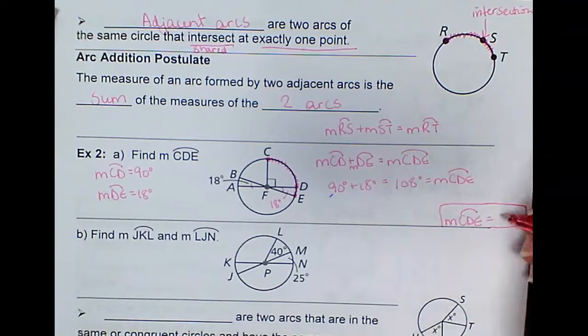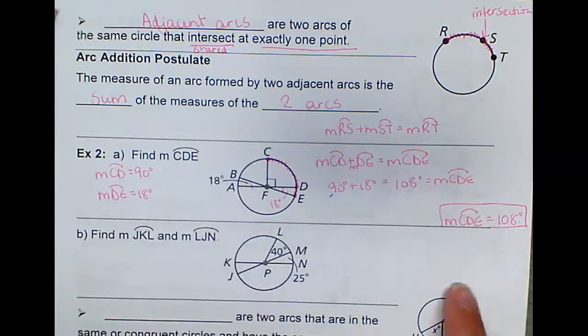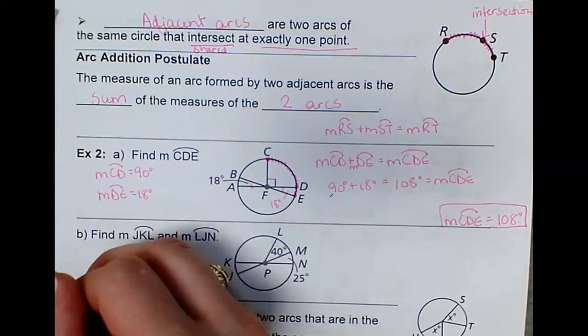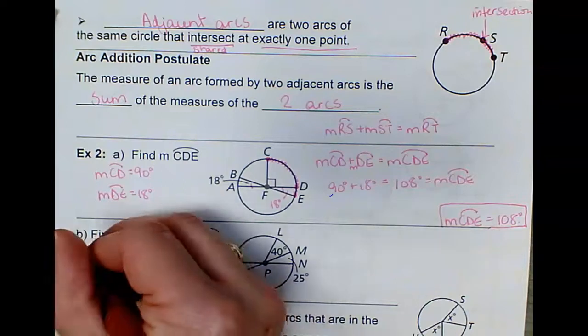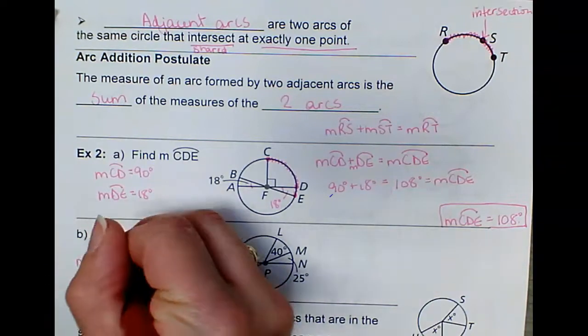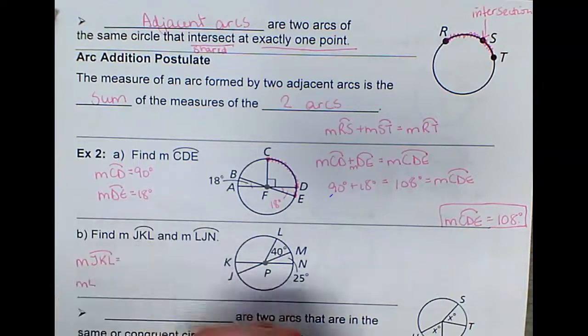Guess I could write it down here in my space that I made for my answer. So let's talk about this one. It asks us for two things. It wants, and I'll write it here because I've got kind of that picture here, the measure of arc JKL, and it wants the measure of arc LJN.